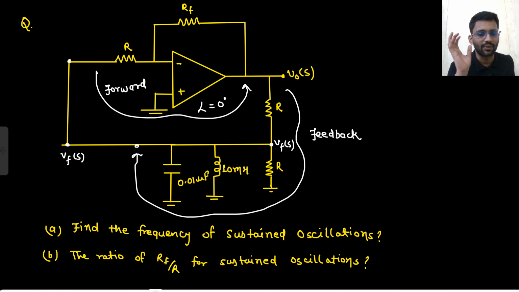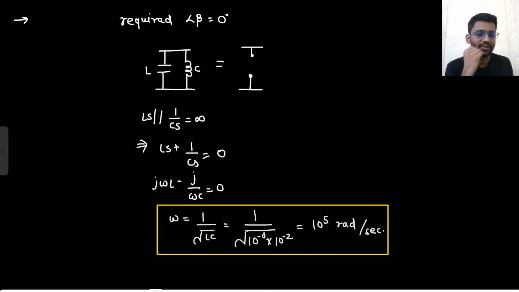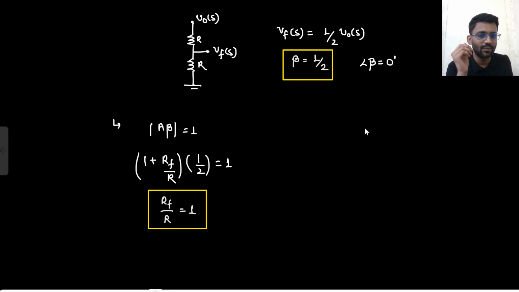Everything is crystal clear or not? This is the feedback path, this is the forward path. In the forward path, the gain is 1 plus RF by R, phase shift is 0 degree. In the feedback path, you need 0 degree phase shift, so you would put these impedances equal to infinity. For that, this will be the frequency of oscillations. Feedback factor will be 1/2. So A will be 1 plus RF by R, that should be equal to 2. So RF by R should be equal to 1. That's it.